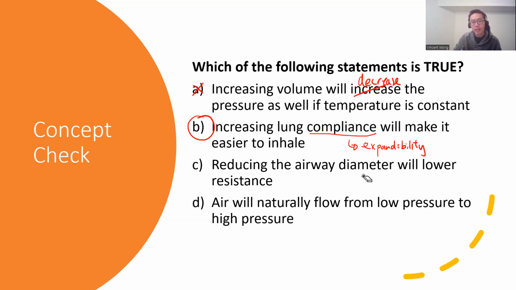Reducing airway diameter will lower resistance. If the airway is smaller, it's harder for air to pass through, right? So it will have higher resistance. Air will naturally flow from low pressure to high pressure. No, it's the other way around, from high to low. Okay.